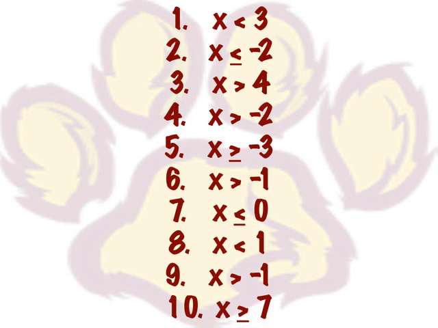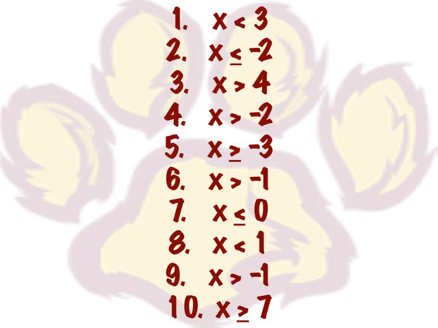Number 7, x is less than or equal to 0. Number 8, x is less than 1. Number 9, x is greater than -1. And number 10, x is greater than or equal to 7.